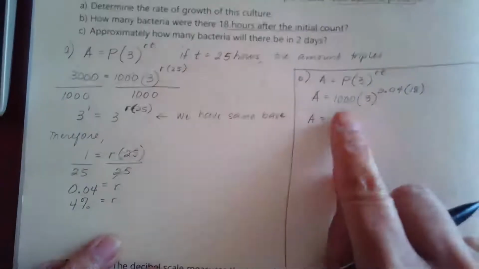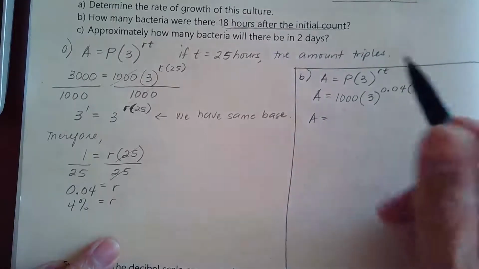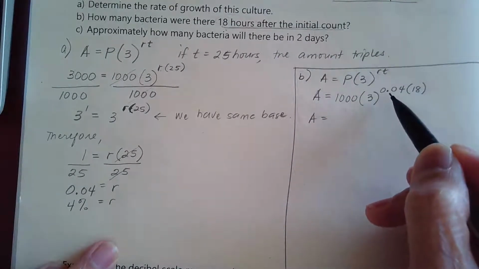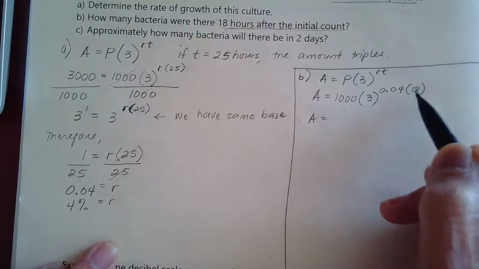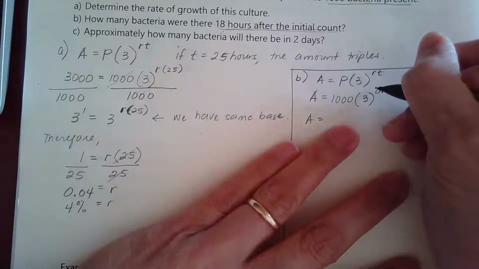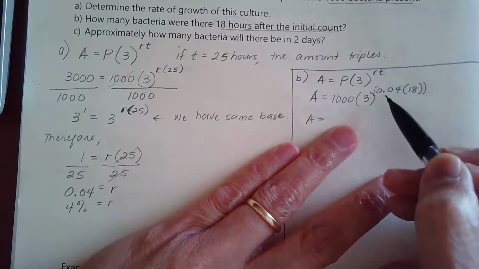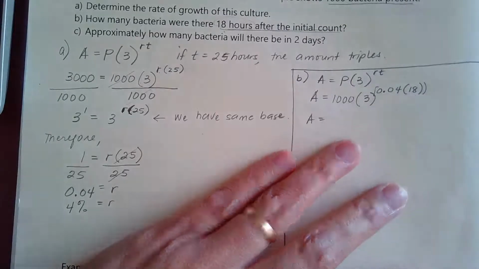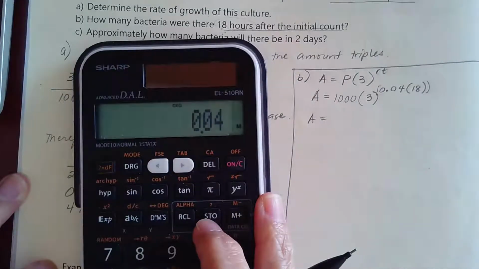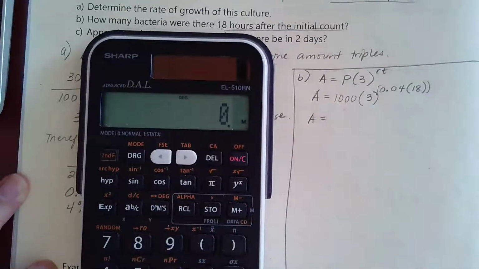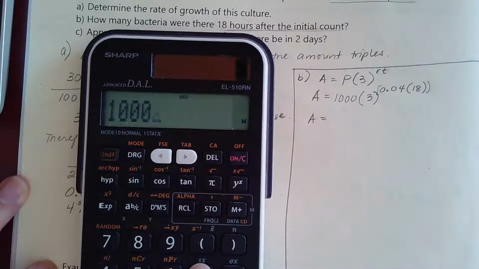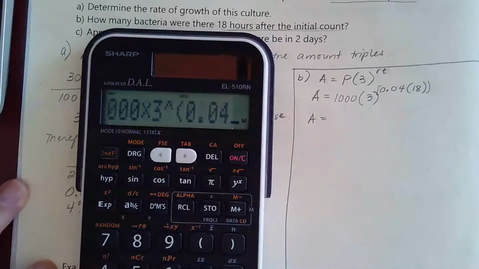Okay, so let's go ahead and calculate that one. Remember that the exponent is 0.04 times 18. On your calculator, you might have to put brackets around there to show the calculator that the 18 is also part of the exponent. So I'm going to do that with you. 1,000 times 3 to the exponent of 0.04 times 18. Okay, so give it a try.